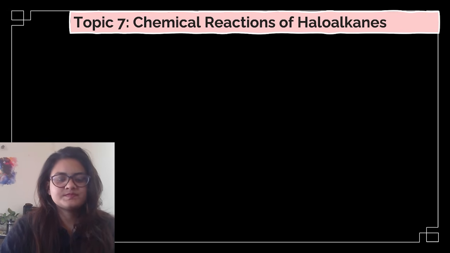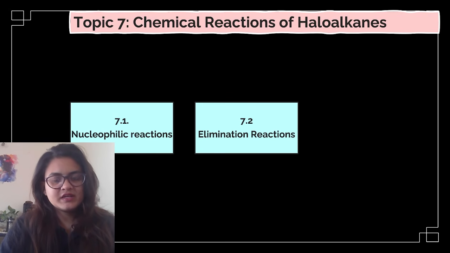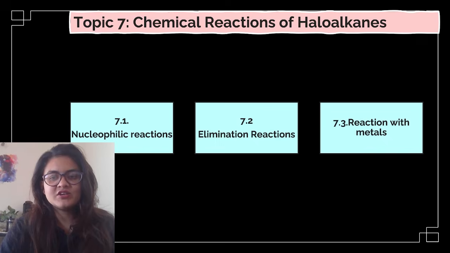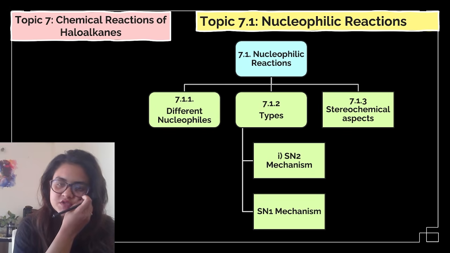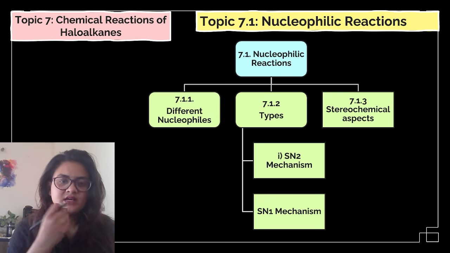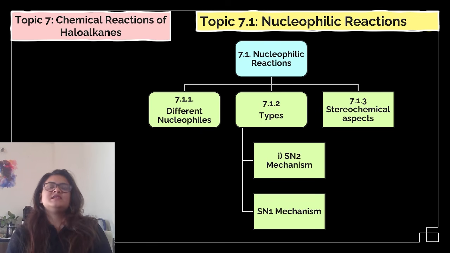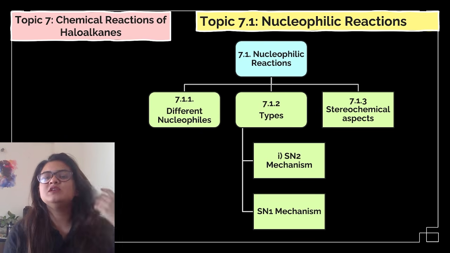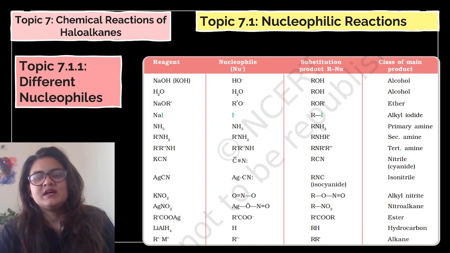Let's proceed. Chemical reactions of haloalkanes: nucleophilic reaction, elimination reaction, and reaction with metals. Whenever it comes to nucleophilic reactions, these are the reactions that we are going to proceed with. Different nucleophiles, then types, we will study SN1 and SN2, then stereochemical aspects. Next, here you can see the nucleophiles.